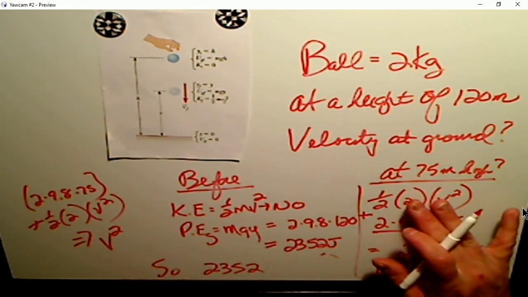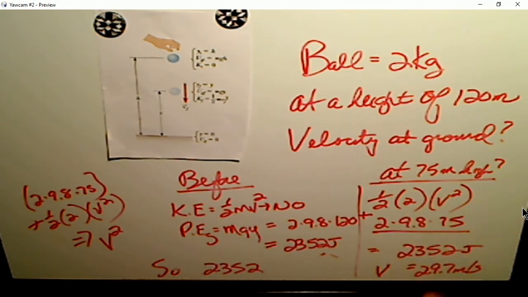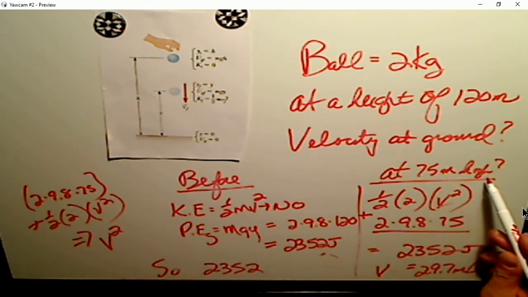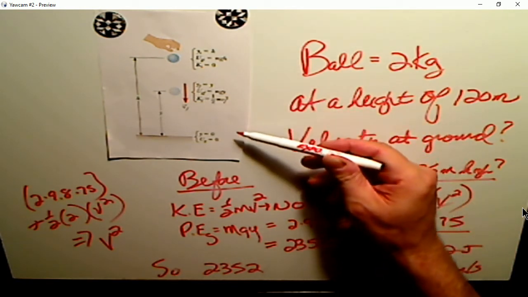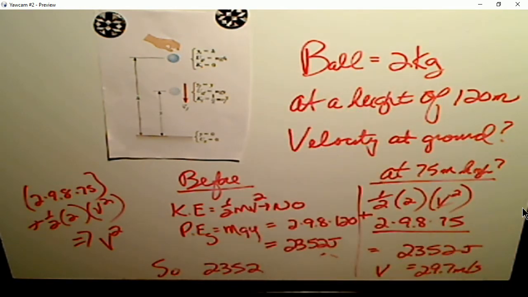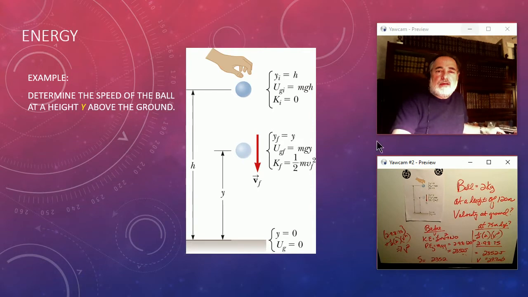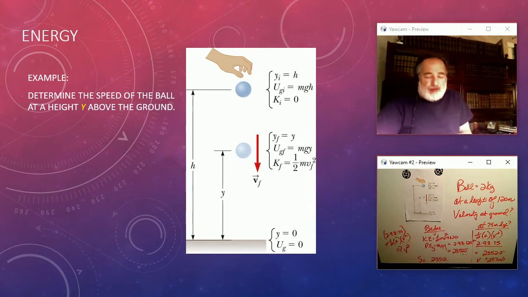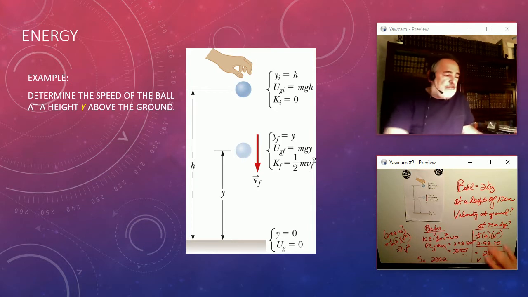If you take this plus this and equal it to that, you have only one variable and solve for that variable. Notice it's not going as fast as you would expect. We're 75 meters off the ground. It's speeding up as we go down. So we determined the speed at a given height, whether it be at 75 meters or at 0 meters.